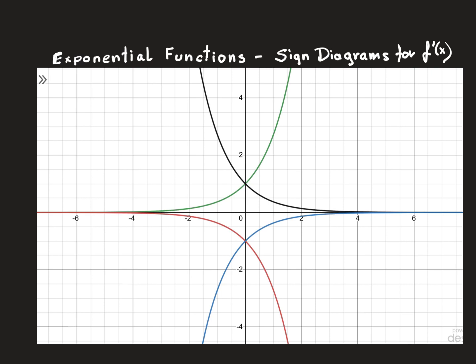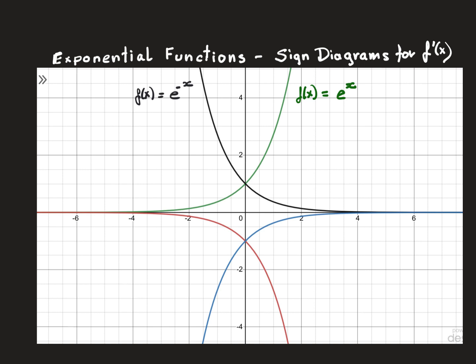These functions, which make a very visually attractive picture, all belong to exponential functions. The one on the right here in green is a function of e to the x. The one on the left-hand side in black is e to the minus x.